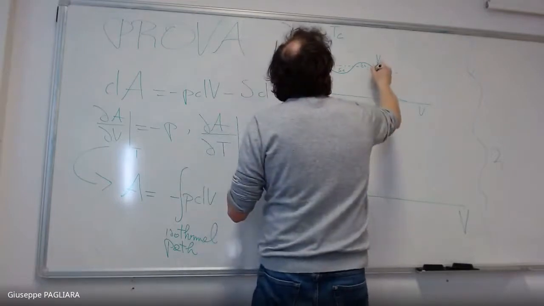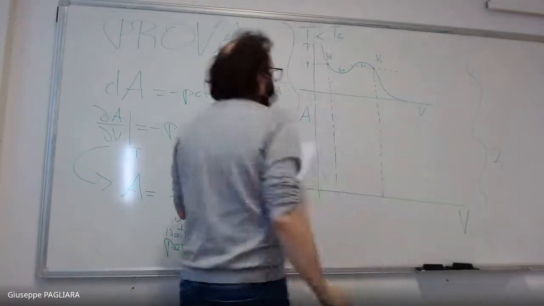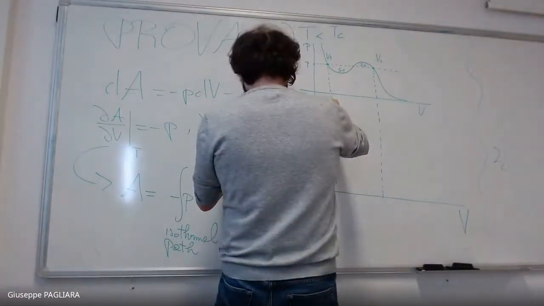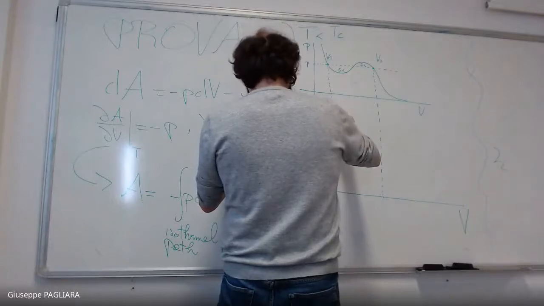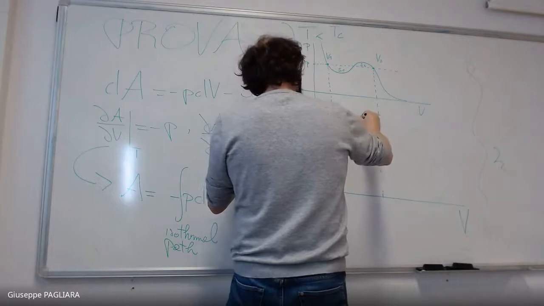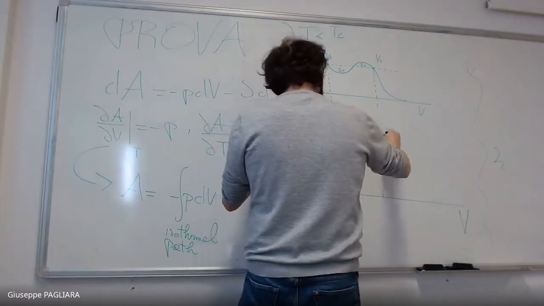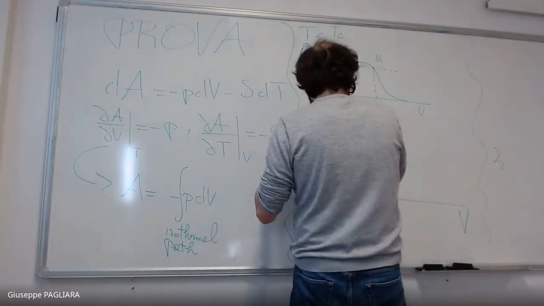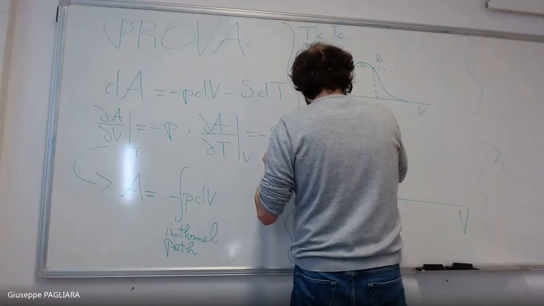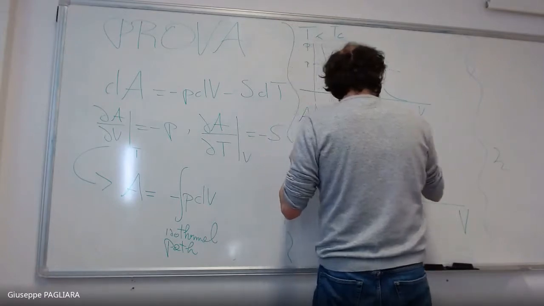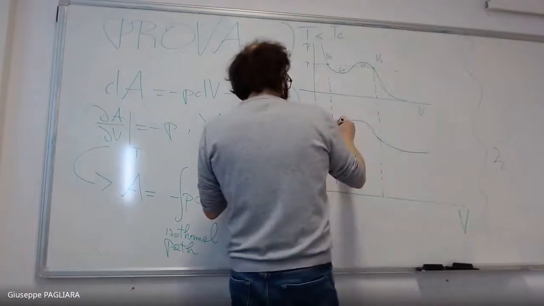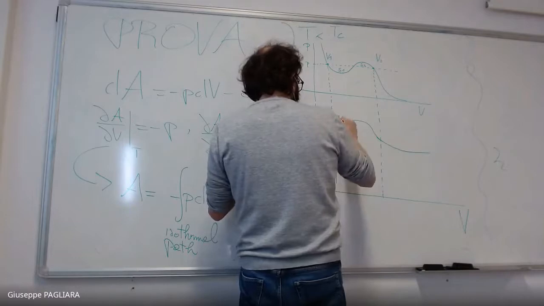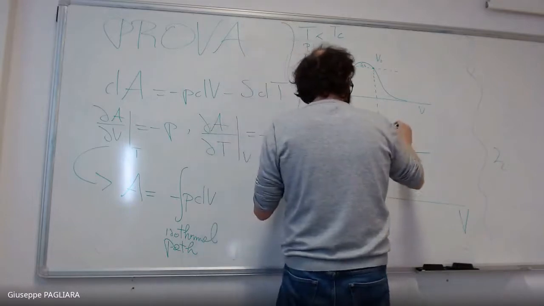Okay, let's try to do it this way. Start with two volumes. Then we have something like that. And let's call this point A1, and this point here A2.